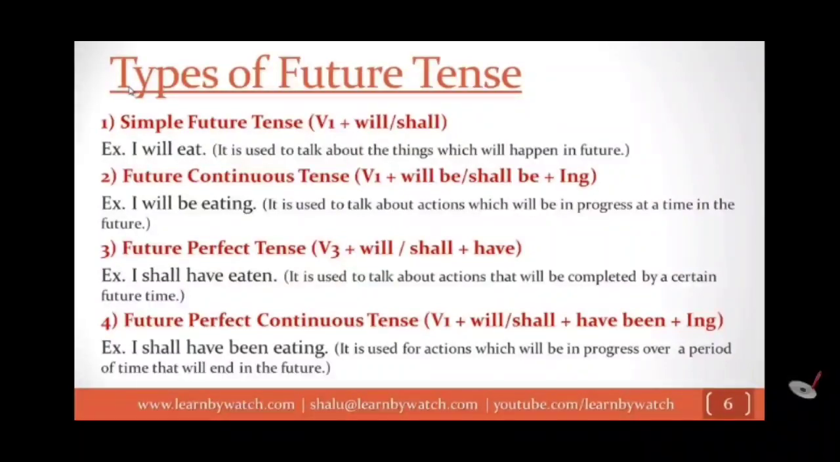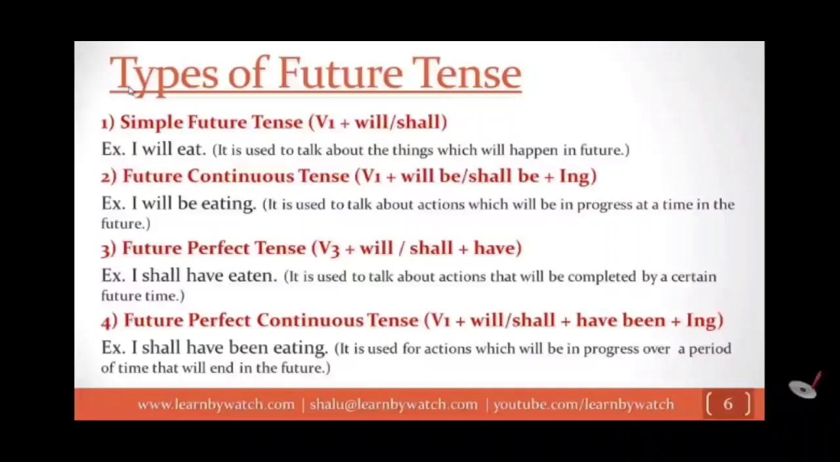Okay, the last one is future perfect continuous tense. Future perfect continuous tense is used for actions which will be in progress or which will be continuing over a period of time that will end in the future. Means it will continue in the future and it will end in the future. Okay, and it will continue over a period of time. Alright, like I shall have been eating in the future. Alright, I hope future tenses are clear to you.